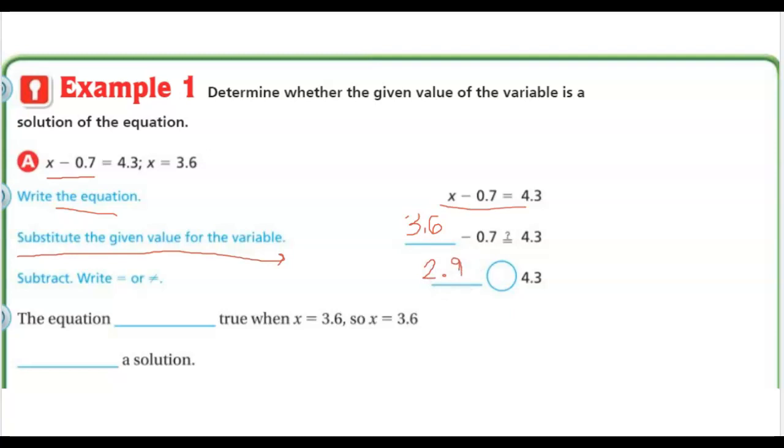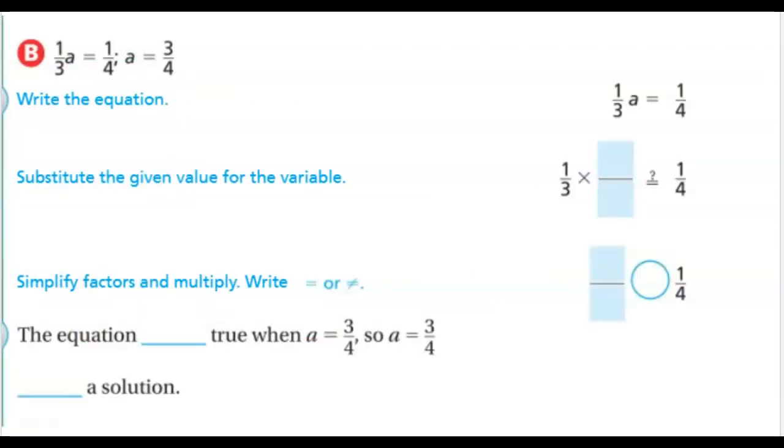And then we write equals or not equals, and that does not equal 4 3/10. The equation then is not true when x equals 3 6/10. So x equals 3 6/10 is not a solution. Of course, if you'd like to pause it here and determine whether or not this is a solution, you can do that and then come on back to our recording.